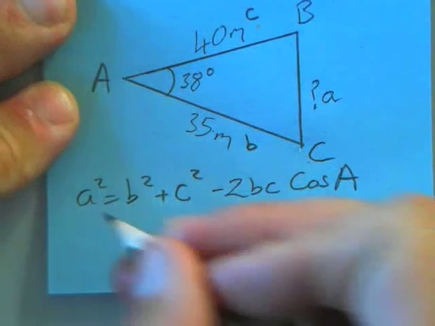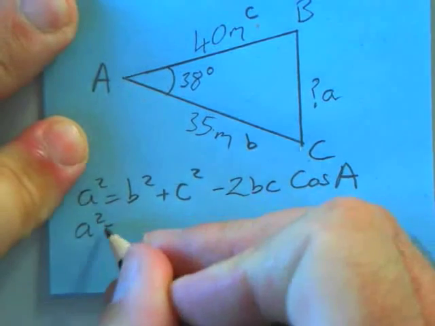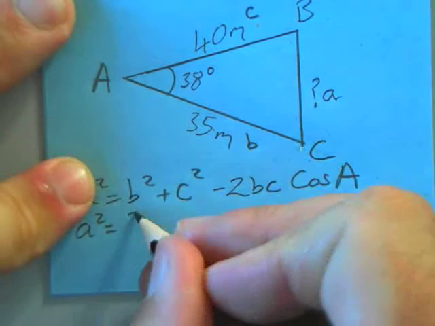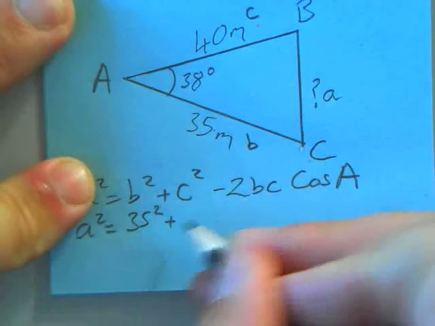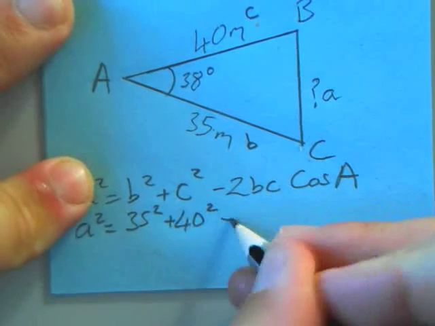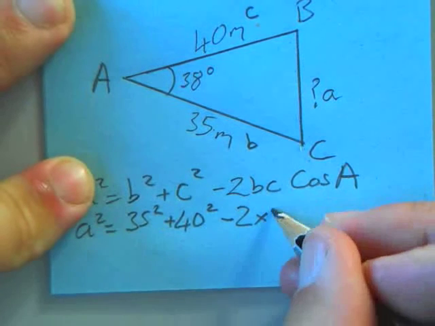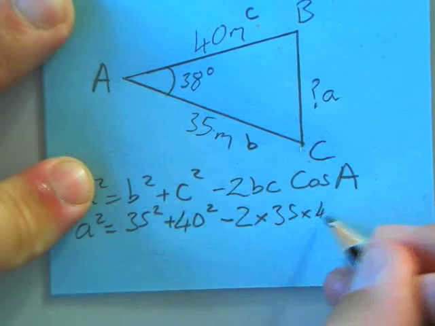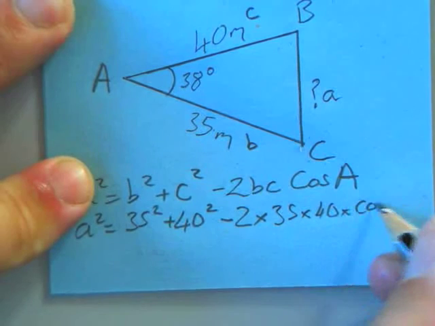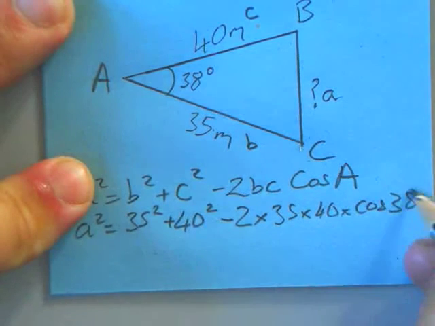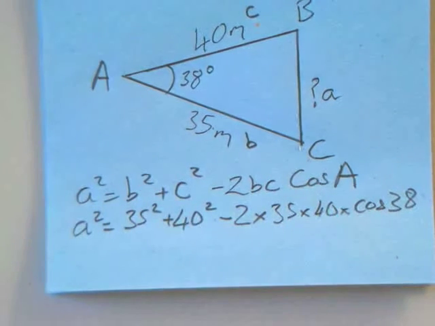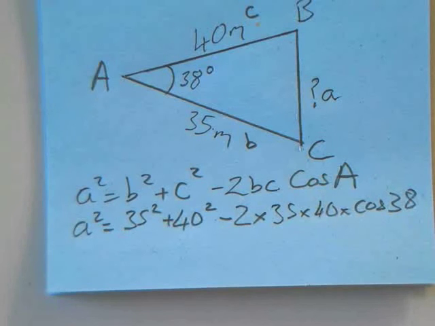Okay, so I've got a squared equals, well, b is 35, so that's 35 squared, plus 40 squared, minus 2 lots of 35 times by 40 times by the cosine of 38. And you wallop all that into your calculator, and you press equals, and you get the wrong answer. And that's because people say, oh, I've worked it out.